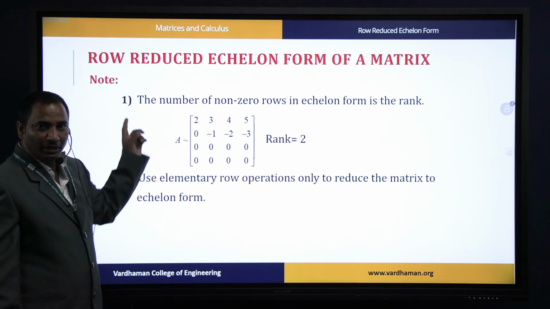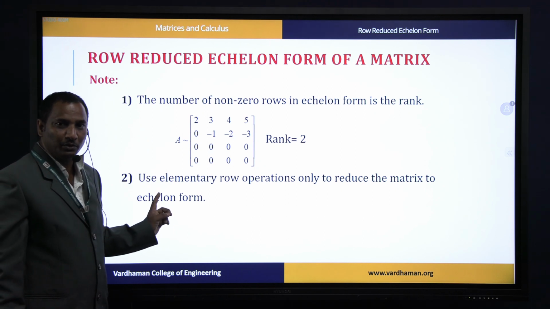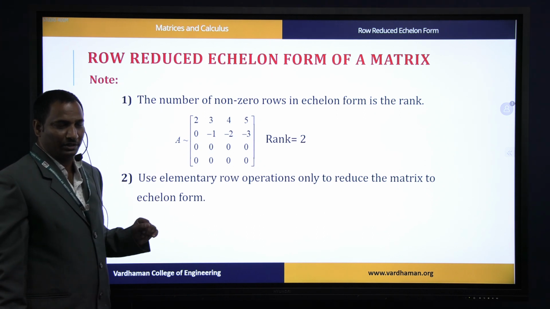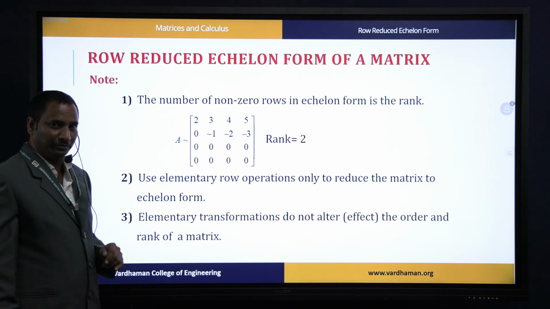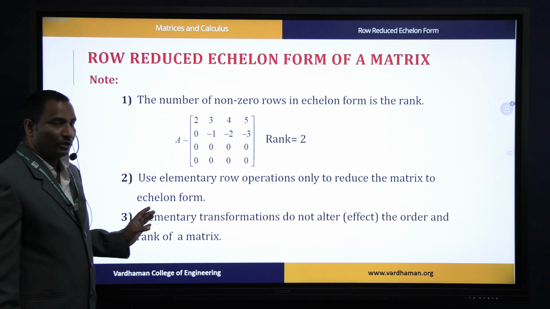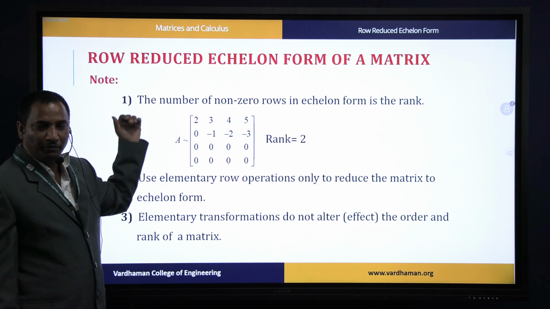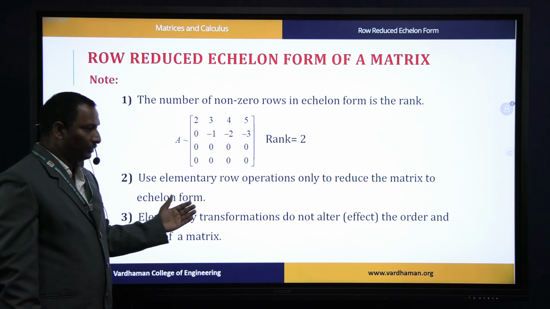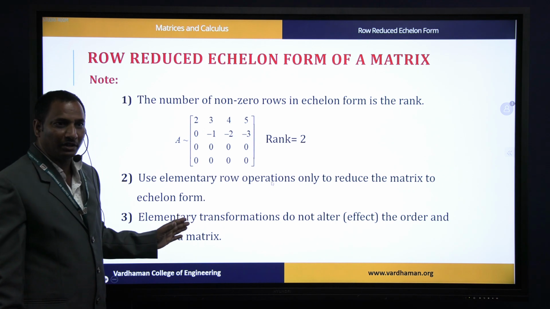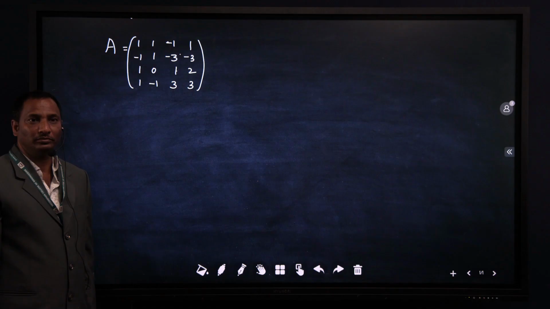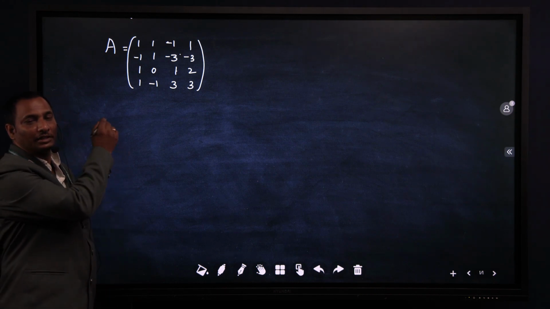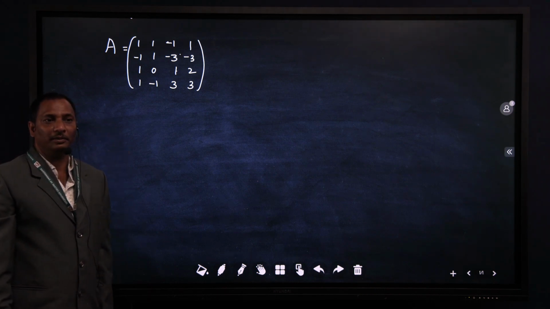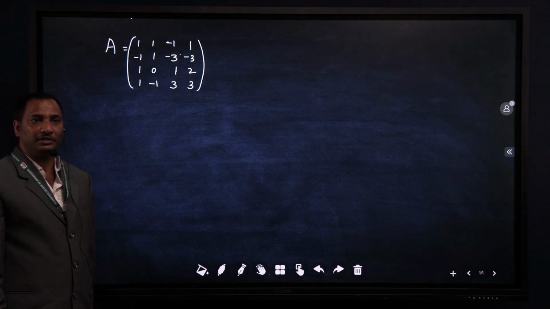Next, in this echelon form we have to use only row operations. That is the reason we write it as a row reduced echelon form. Next result: in this echelon form, the interchange of the elementary operations does not affect the rank. Let us learn with an example. Consider a matrix A, and see how to reduce the matrix A into echelon form and find its rank.